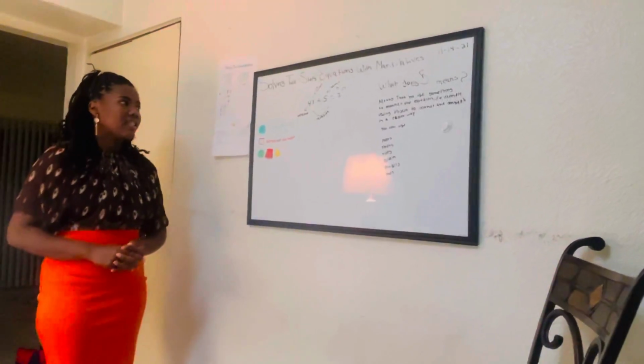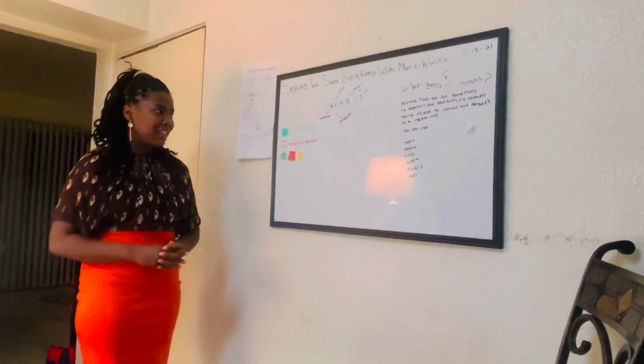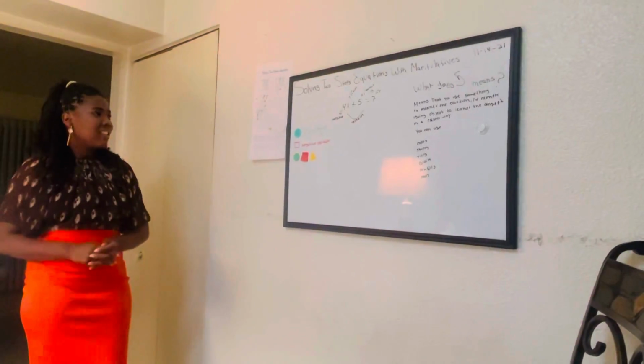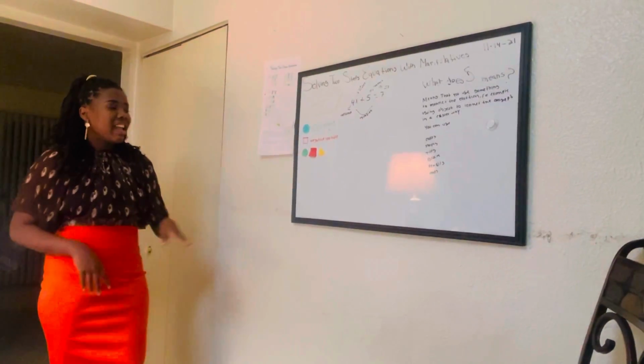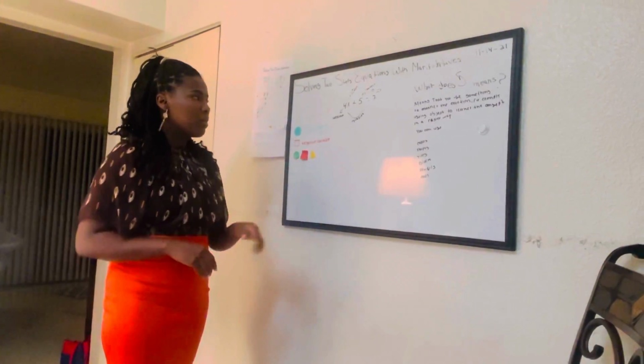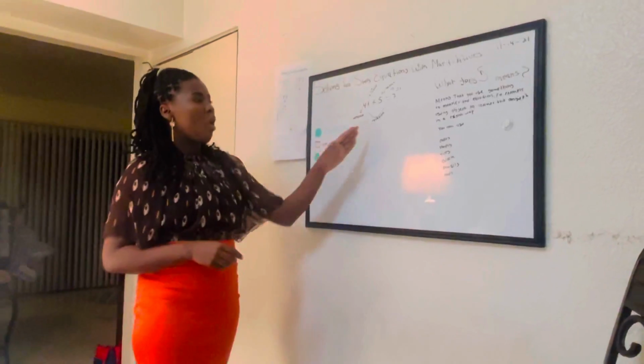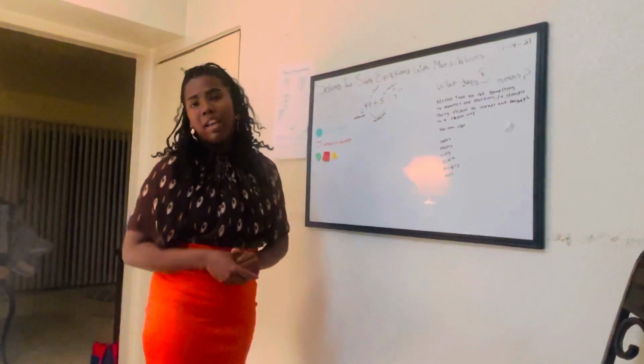It is called solving two-step equations with manipulatives. The rule of manipulatives is that anything that you do on one side, you have to do on the other side. Because if you do it the other way, you're not going to have the correct answer.